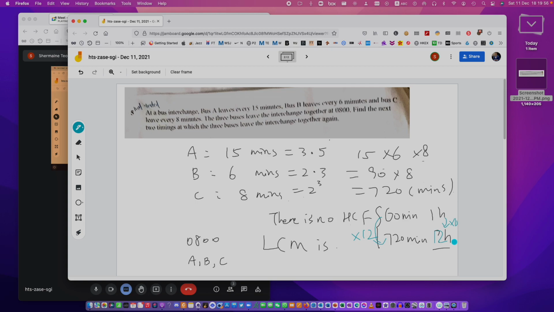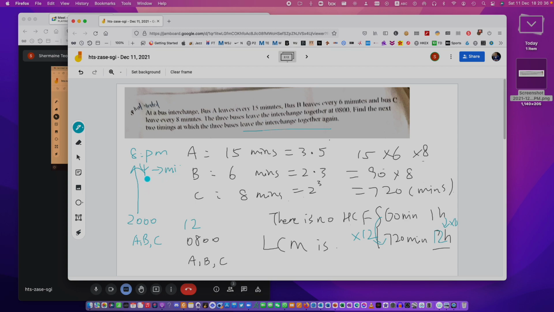So the two timings, 12 hours later. So 12 hours later will be 20. So 20 hours. The ABC they will leave together again. So every 12 hours. So then the next 12 hours is, so you have 8 o'clock. Actually this 12 hours is 8 p.m. So another 12 hours is, so 4 hours is midnight already. This one will be midnight.